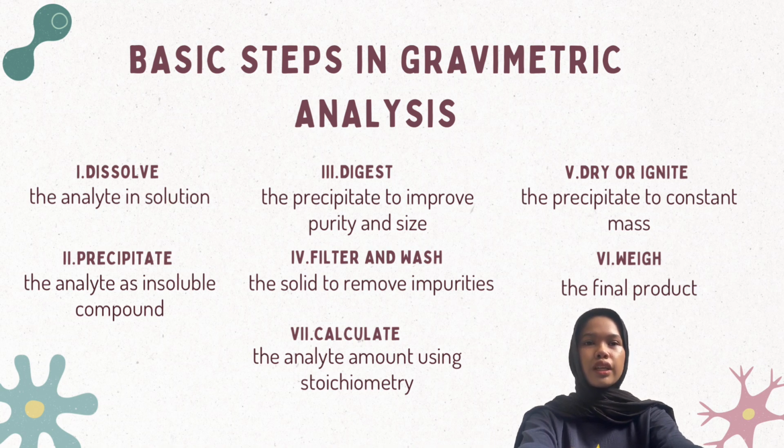Fourth, filter and wash the solid to remove impurities. Fifth, dry or ignite the precipitate to constant mass. Sixth, weigh the final product. And lastly, calculate the analyte amount using stoichiometric formula.